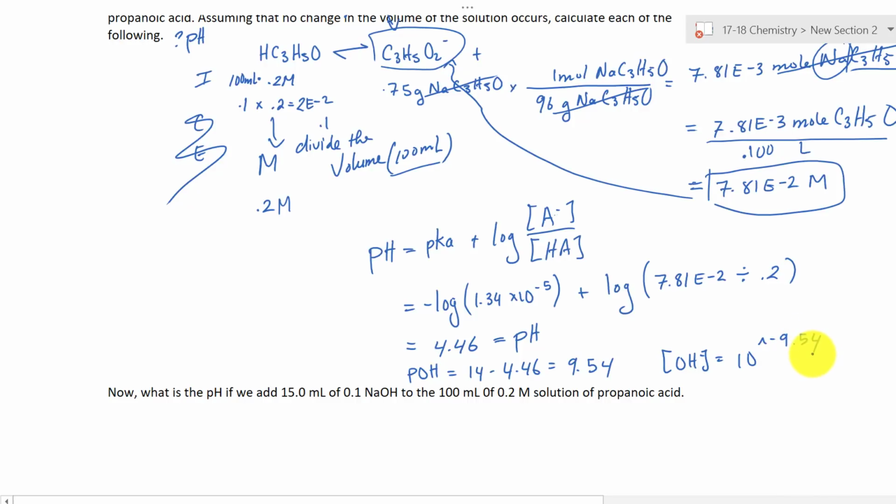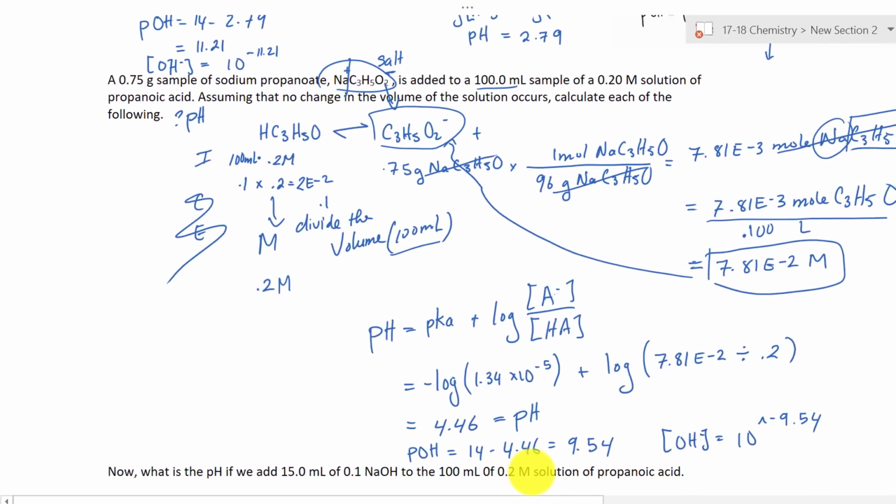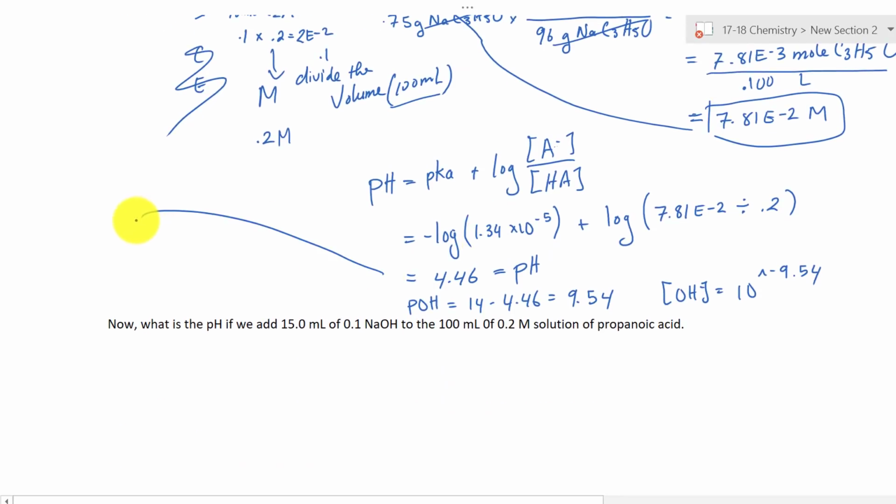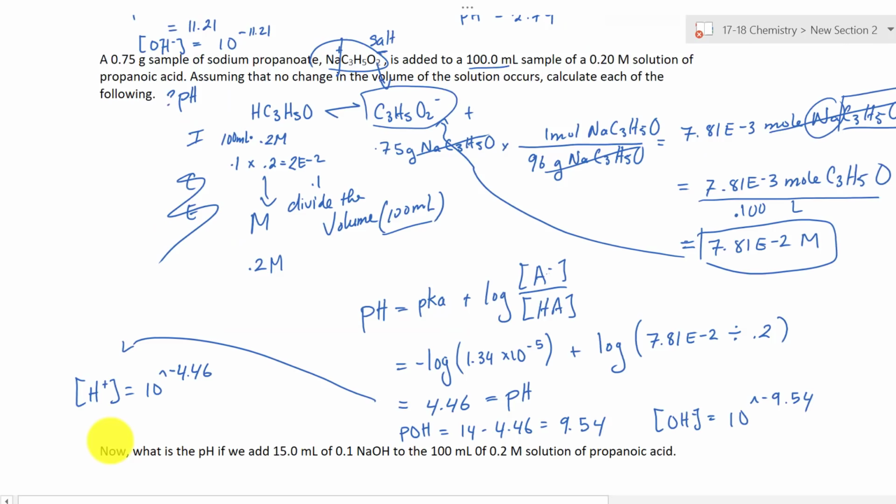Isn't that easy? Now, what if I want to find the concentration of H plus after adding in the salt? Well, that's pretty easy too. So we have H plus equal to 10 to the power of negative pH, so it's negative 4.46. As you can see, I can ask you multiple questions about the same scenario, okay?